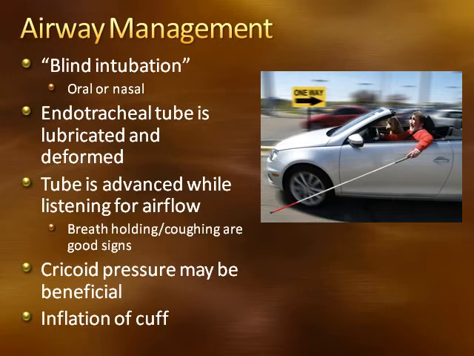When light is well transilluminated through the neck, in a jack-o'-lantern effect, the end of the endotracheal tube is at the entrance of the larynx, and the tube can be threaded off the wand and into the trachea in a blind fashion.